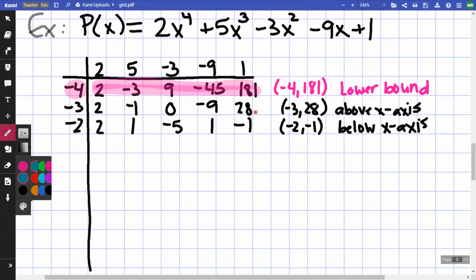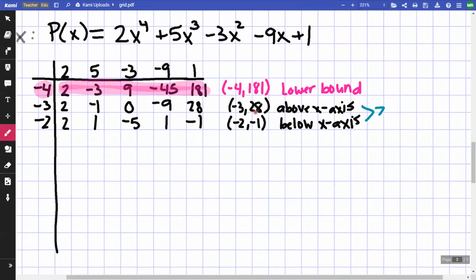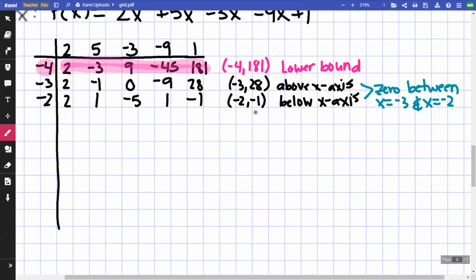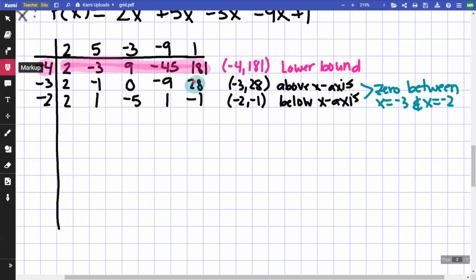Okay, so what this means is there is a 0 between x equal -3 and x equal -2. So for some x between -3 and -2, it's going to cross the x-axis. Okay, how do I see that? Because what I'm noticing, and I'll do it in that teal that I wrote in, I'm above, I'm below. Different signs.